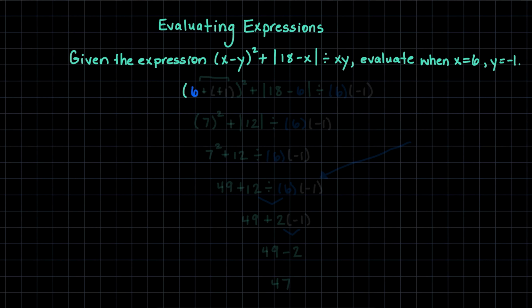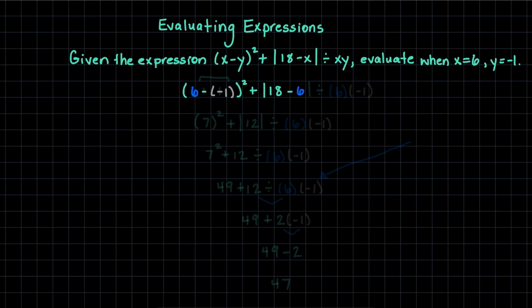6 minus -1 squared plus absolute value 18 minus 6 divided by 6 times -1.